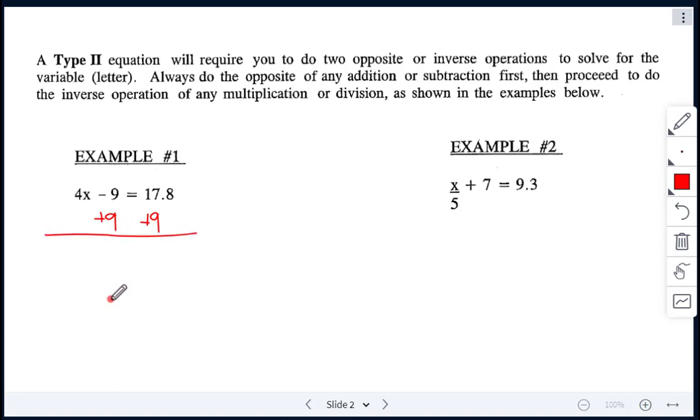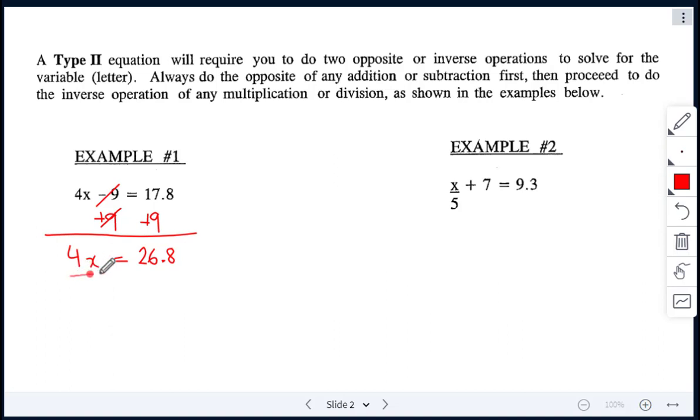What you'll notice here is negative 9 plus 9 is now gone from the left side of the equation, and now we're left with 4x is equal to 17.8 plus 9, which is 26.8. Now we have 4x is equal to 26.8, and this means 4 times x, so we have to do the opposite of that to get rid of the 4 so that we can finally get our answer of what x is equal to.